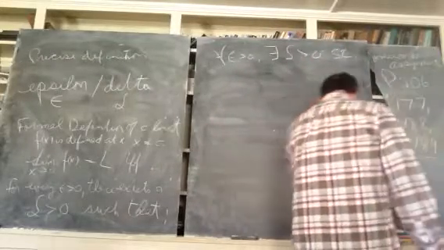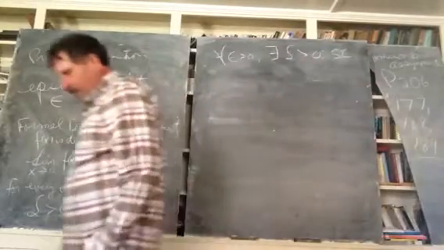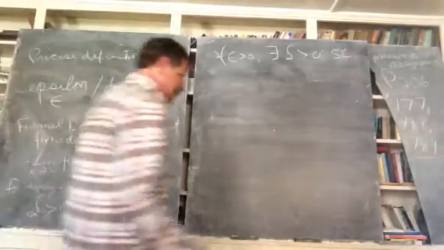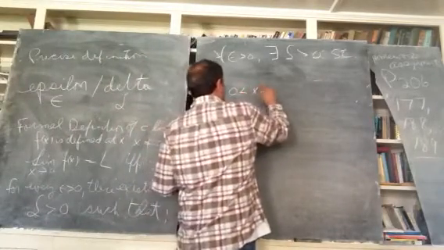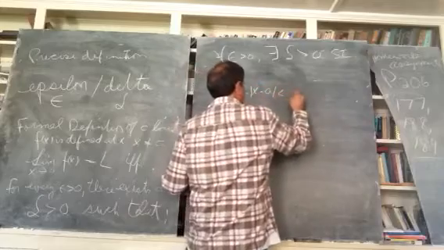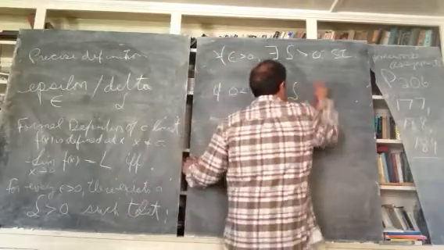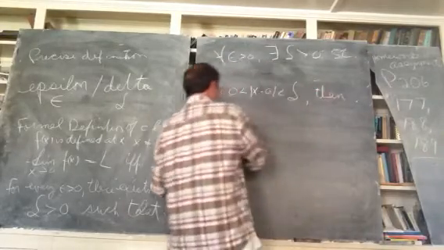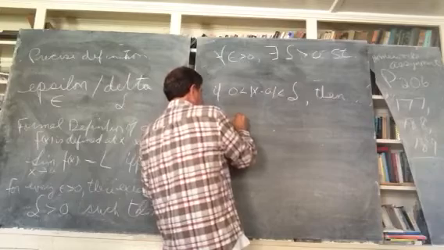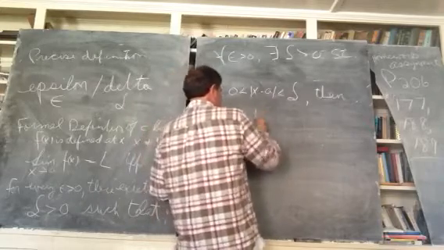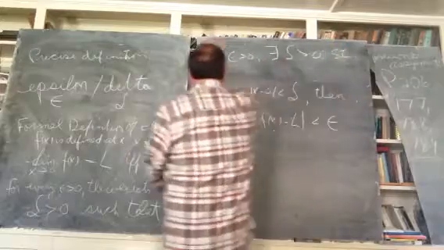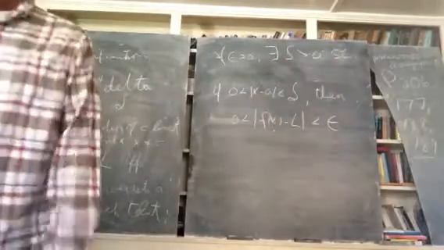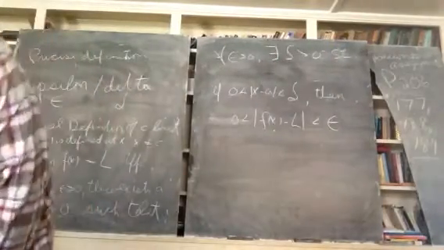If 0 is less than the absolute value of x minus a, which is less than delta, then the absolute value of f of x minus L is less than epsilon. That's the formal definition.